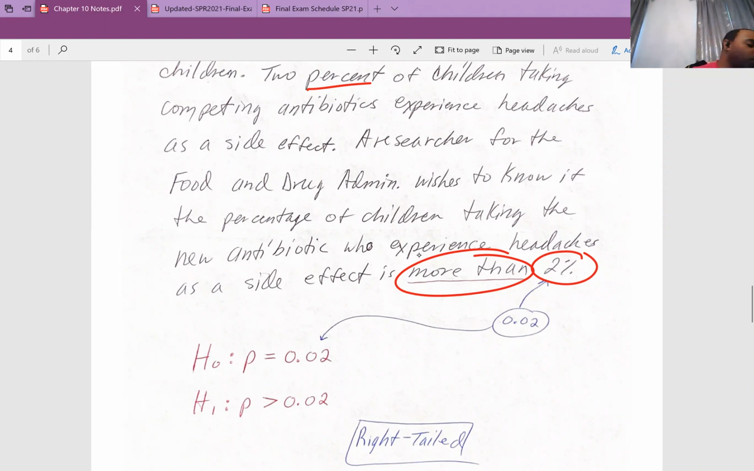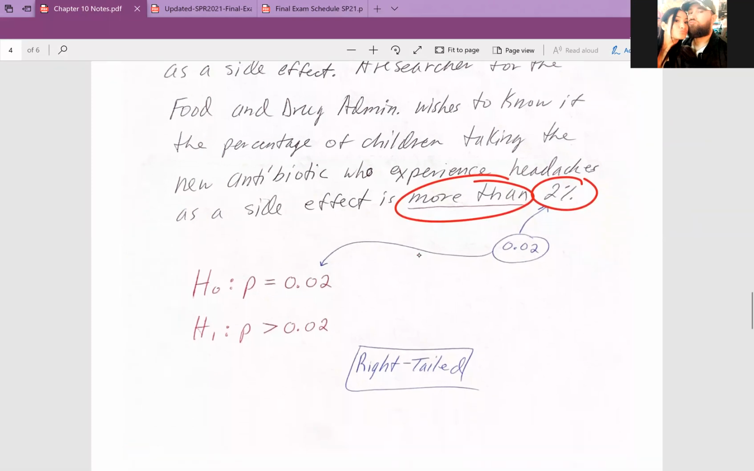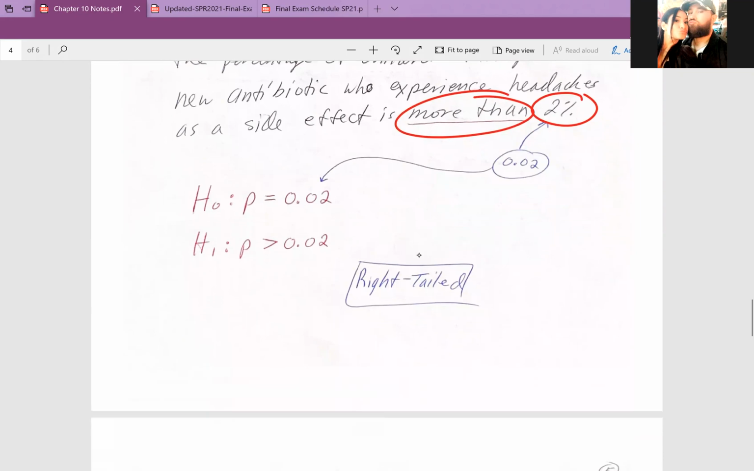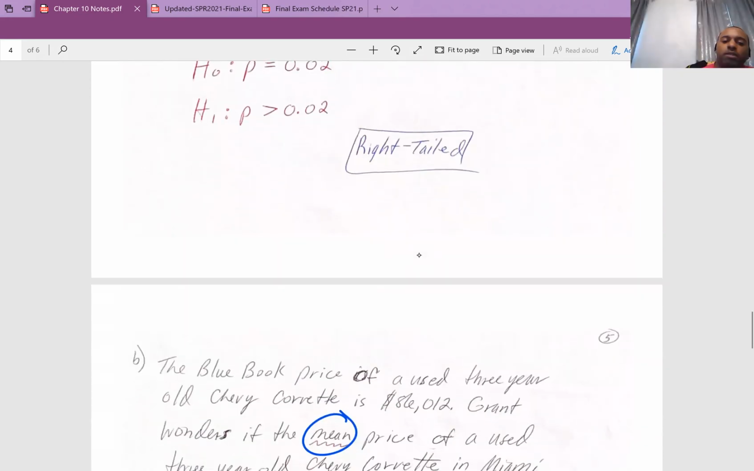All right. Any problems with that one before we go to the next one? So far, so good. Mhm. Good.